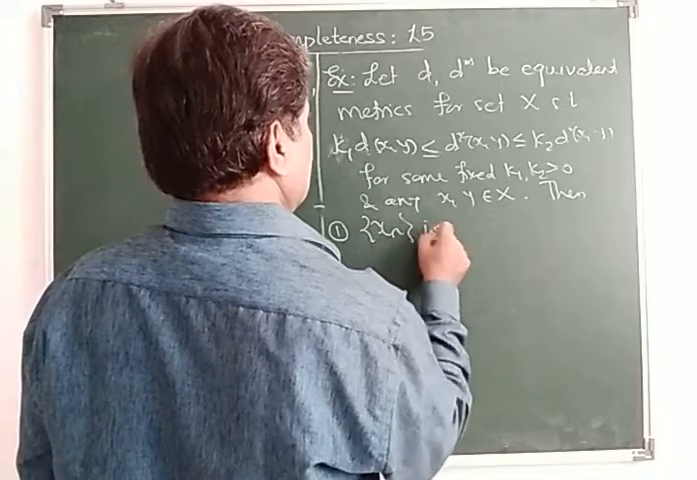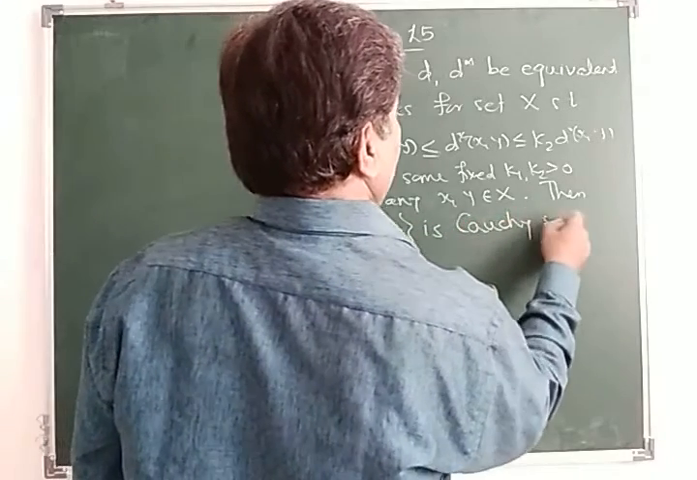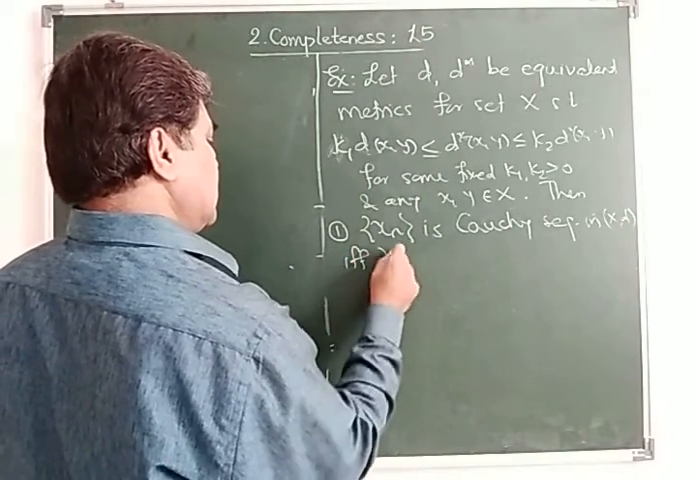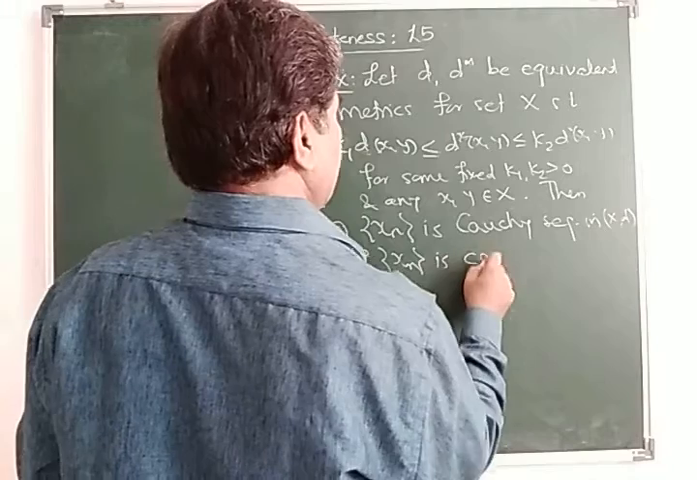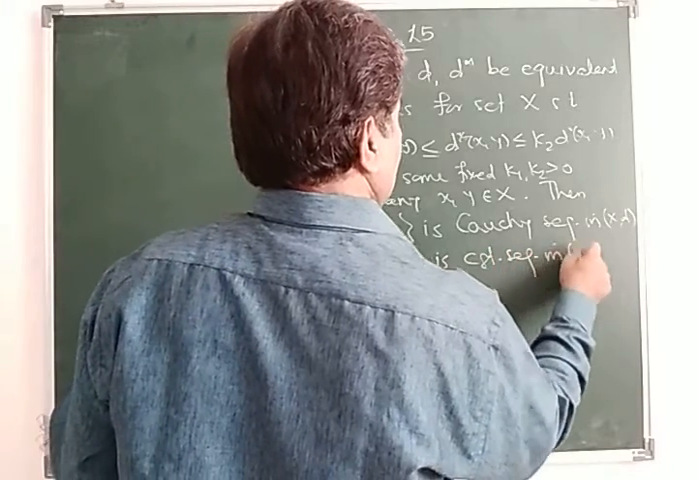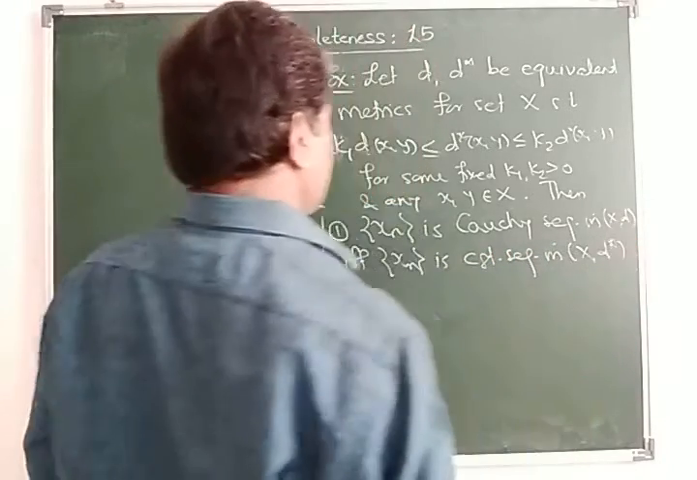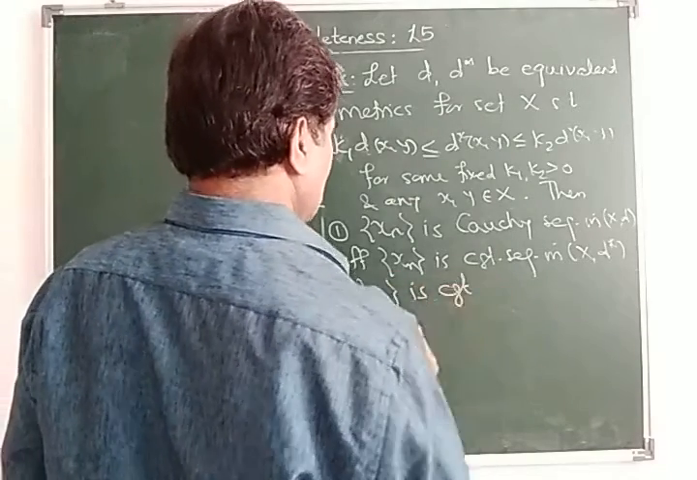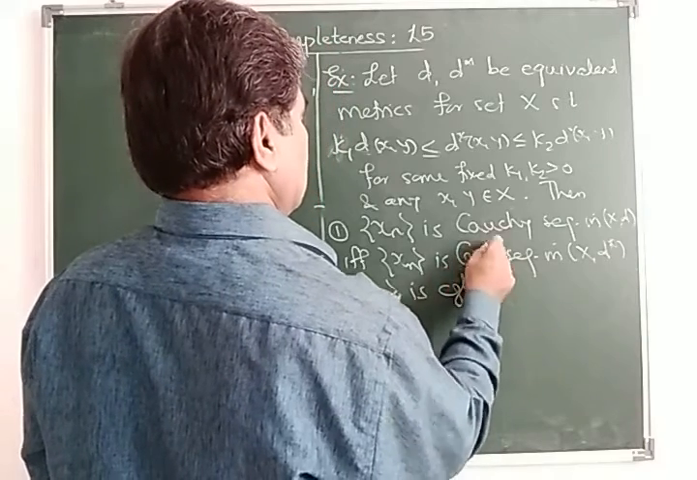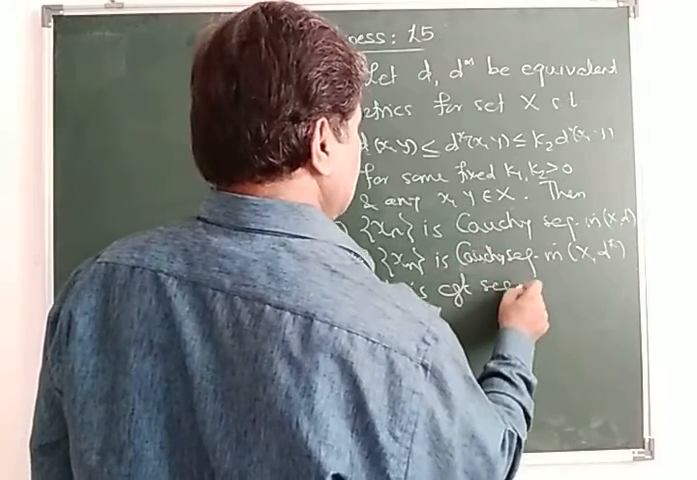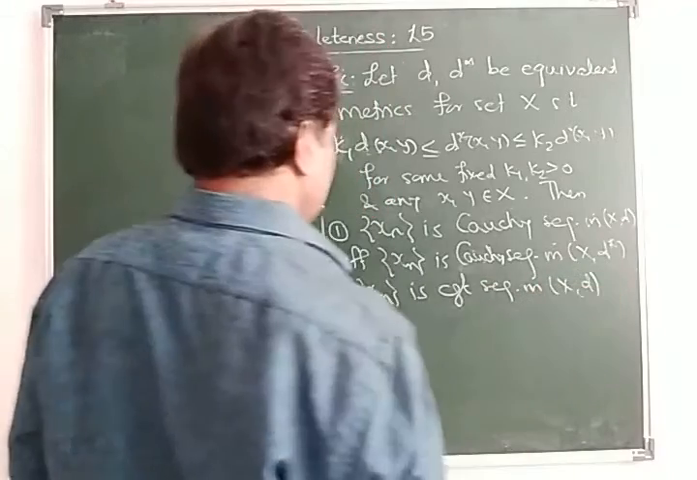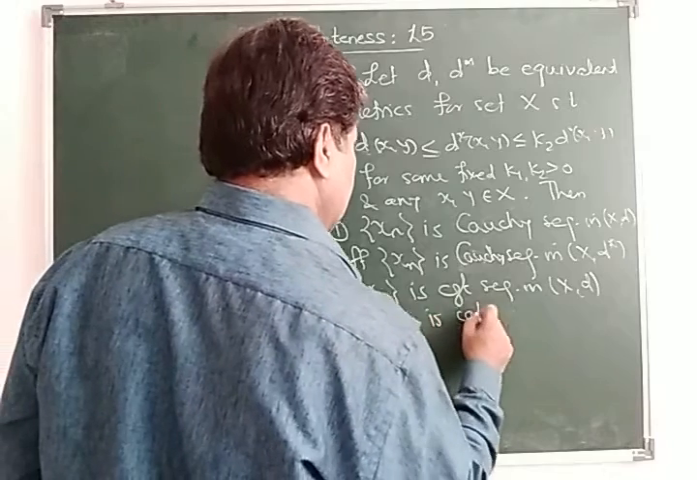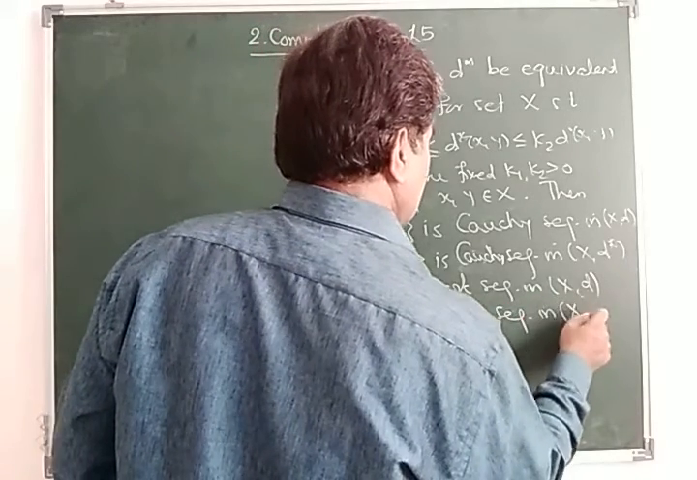Cauchy sequence in Xd star. Sorry, xn is Cauchy sequence in Xd if and only if xn is Cauchy sequence in Xd star. Second, xn is convergent sequence in Xd if and only if xn is convergent sequence in Xd star.